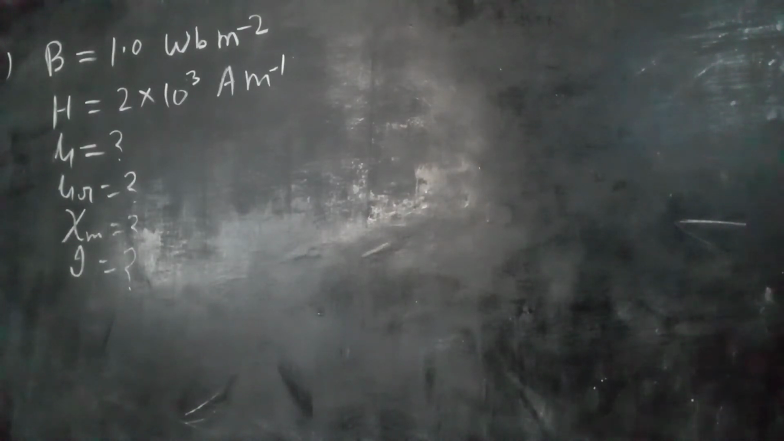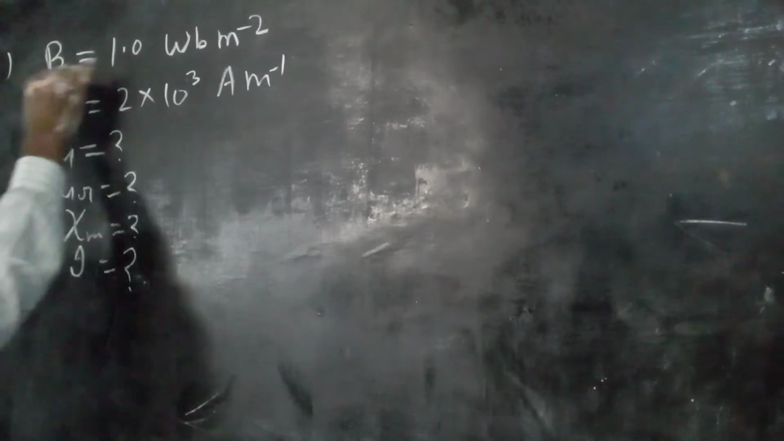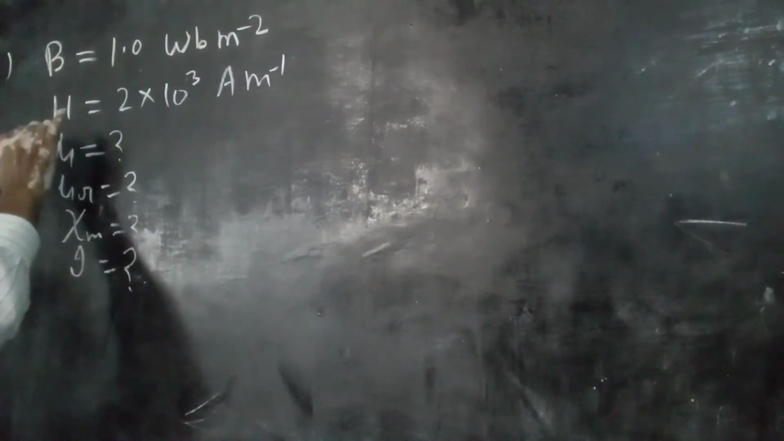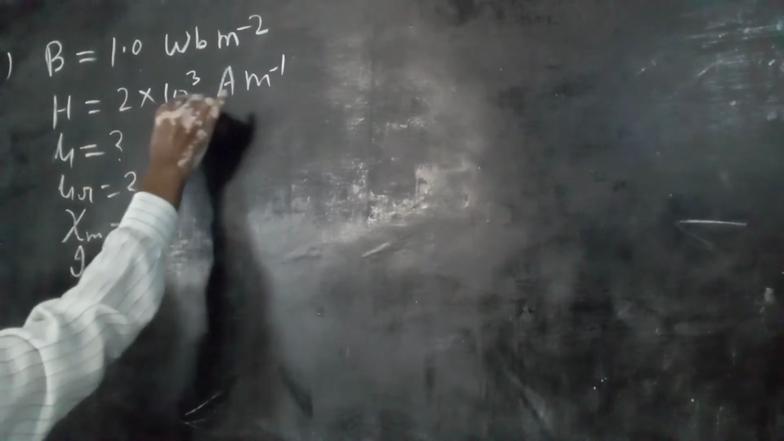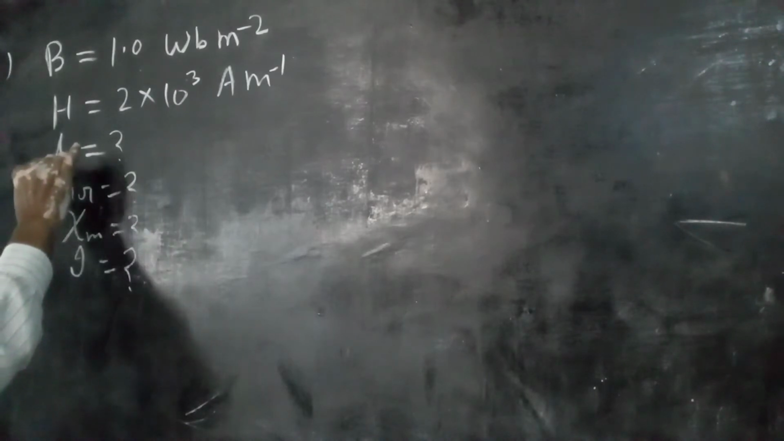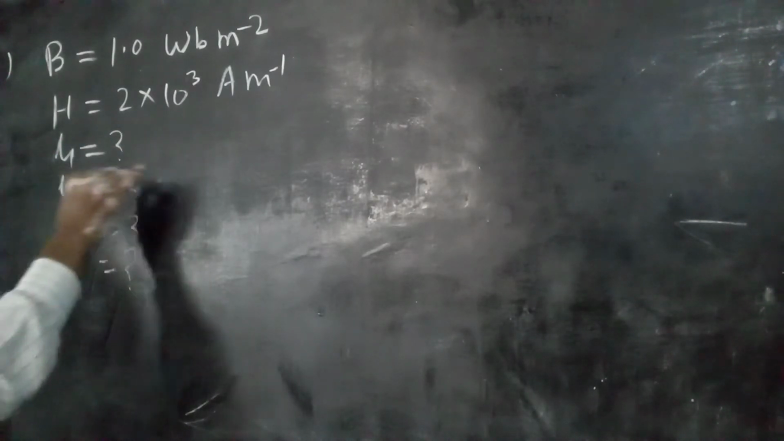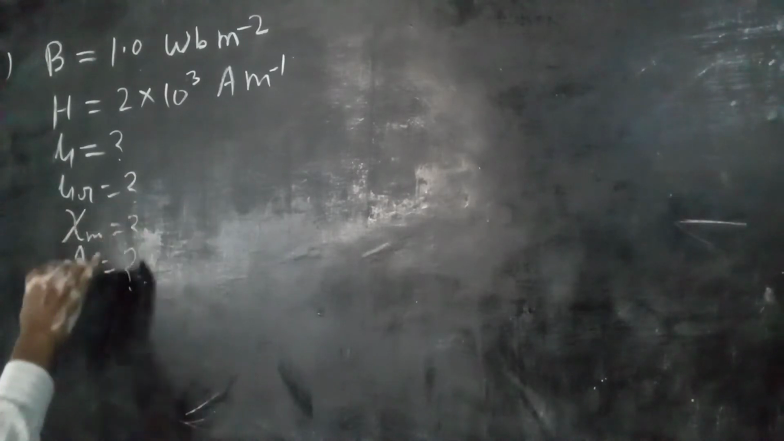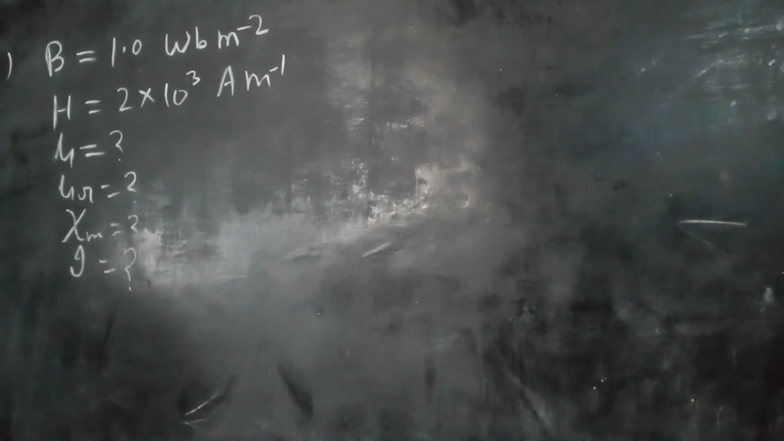The magnetic induction and magnetizing field of a magnetic material are 1.0 Wb m^-2 and 2 × 10^3 A m^-1. You have to find the permeability of the material, relative permeability, magnetic susceptibility, and intensity of magnetization. This is your question.